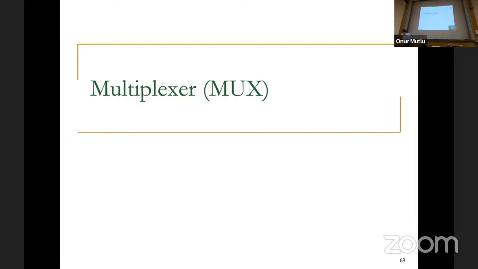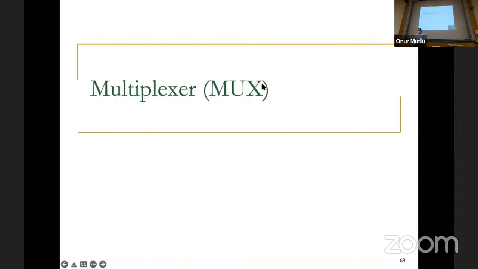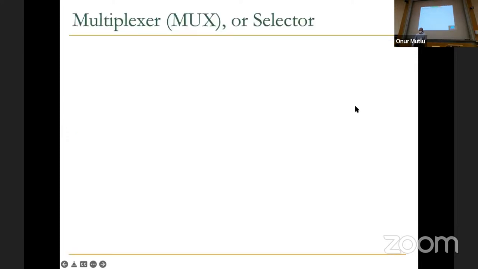Since we have a lot to cover, I don't want to waste any time. So hopefully you're now comfortable with the decoder. We're going to see the decoder more today and tomorrow and in later lectures, so you get familiar with it. But let me talk about the multiplexer. This is also a very common combinational logic block that's used all over the processor, as you will also see tomorrow.